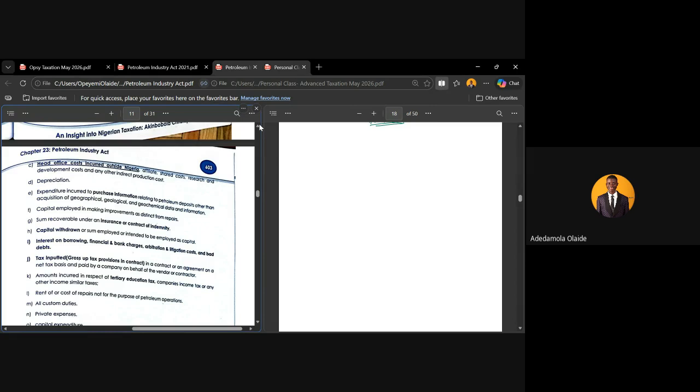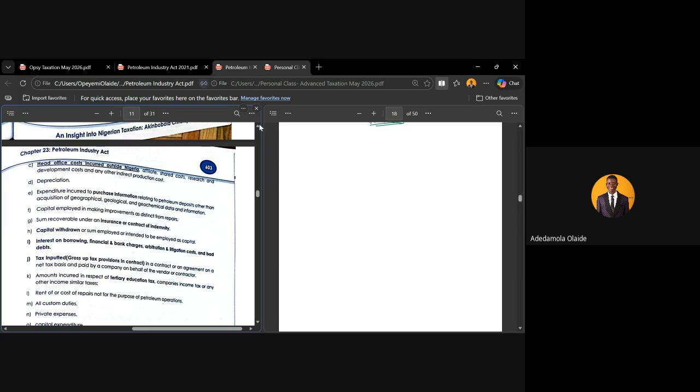So when we have expenses like that, if we impute tax, we gross up that money after paying what the person said they want. We gross it up for tax purposes so that we can also be compliant. That gross-up portion will not be allowable for hydrocarbon tax purposes. Any money we incur in respect of tertiary education tax or company income tax or any other similar taxes will not be allowable. This is because before, we used to treat education tax as one of the allowable expenses for petroleum profit tax, but now they say it's not allowable again.